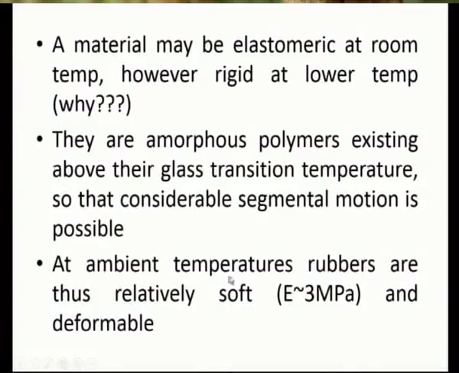If kept below room temperature, like in a freezer, you can't get the flexibility because of this peculiar property of glass transition temperature. At ambient temperature, rubbers are relatively soft and deformable. At normal room temperature, rubber materials are soft in nature, that is deformable, and can get elongations, whereas under low temperature it may not get the elastomeric property.